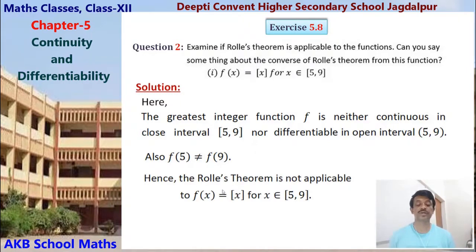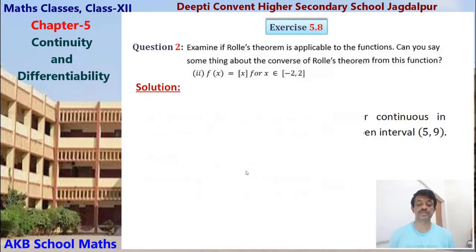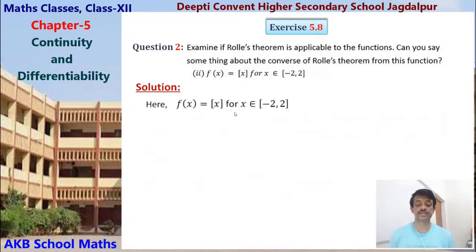Rolle's theorem is not applicable to the function f(x) equal to the greatest integer function for x belongs to [5, 9], because these conditions are not satisfied. Okay, now take the second question. Here is also the greatest integer function on the interval [-2, 2]. In between there are integers 1, 0.